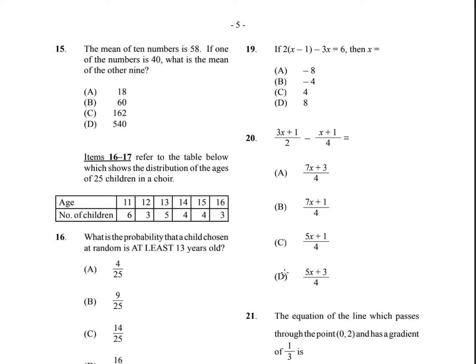Question 15. The mean of 10 numbers is 58. If one of the numbers is 40, what is the mean of the other 9? Looking at all the numbers here, it is multiple choice. You can certainly tell that the answer here has to be 60. The mean can't be so low, and it definitely can't be as high as C and B. So it has to be 60. 16.